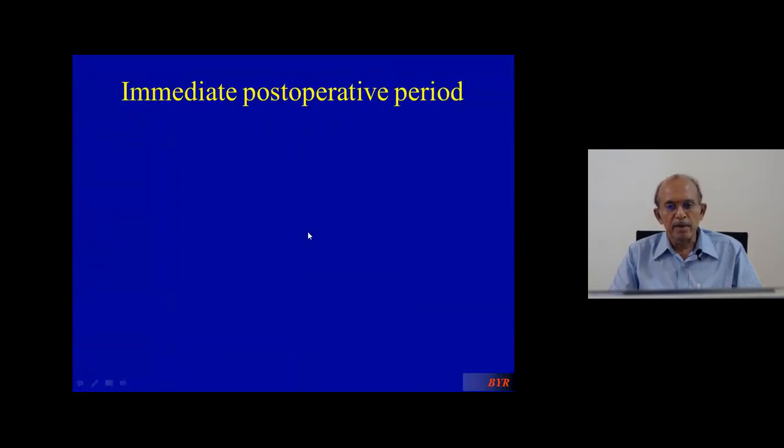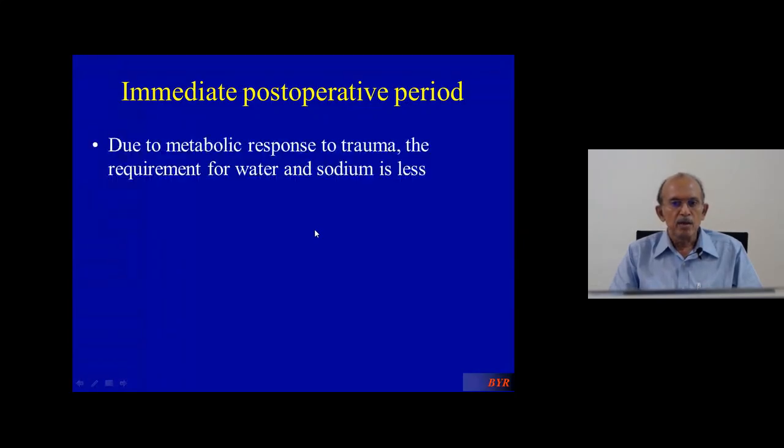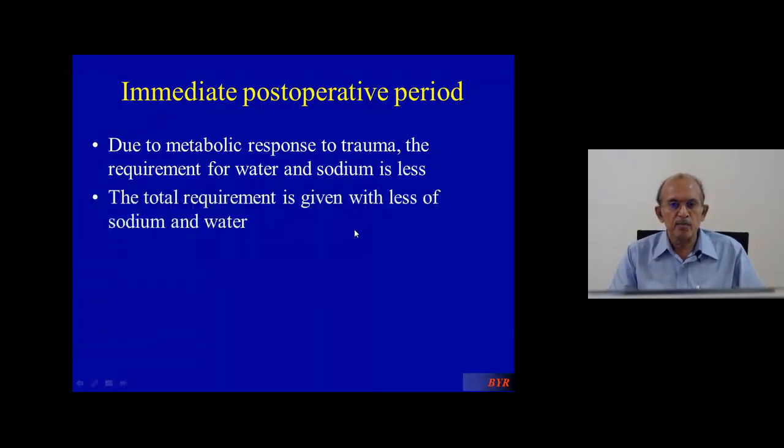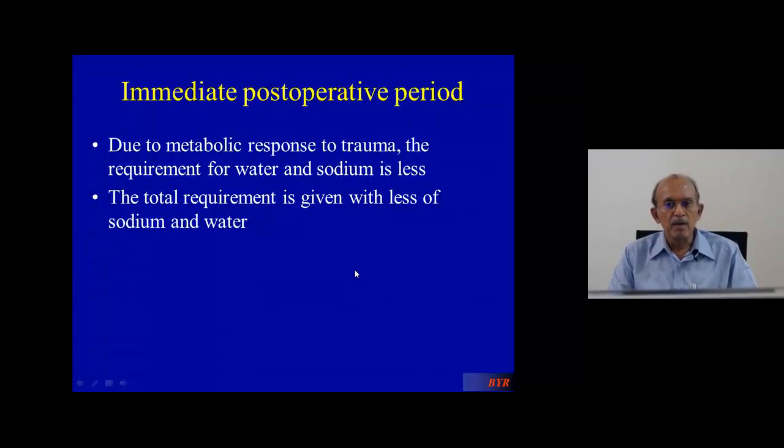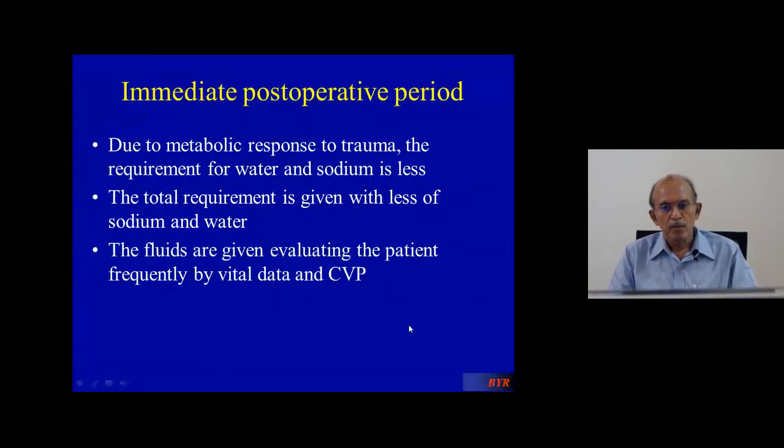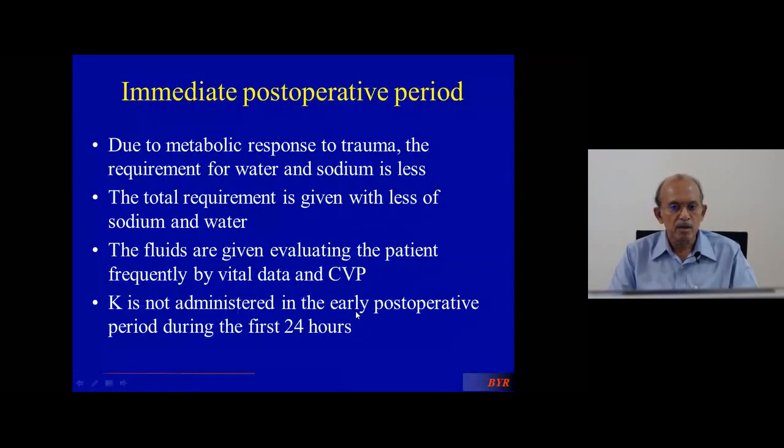Then post-operative fluid therapy. In the immediate post-operative period, due to the metabolic response to trauma, the requirement of water and sodium is less. The total requirement is given with less sodium and less water. So if 1500 ml of water is required, you give less, by 200 or 300 ml. Sodium also should be restricted in the immediate post-operative period. The fluids are given evaluating the patient frequently by vital data and central venous pressure monitoring. Potassium is not administered in the early post-operative period because there will be addition of potassium from the damaged or traumatized cells.